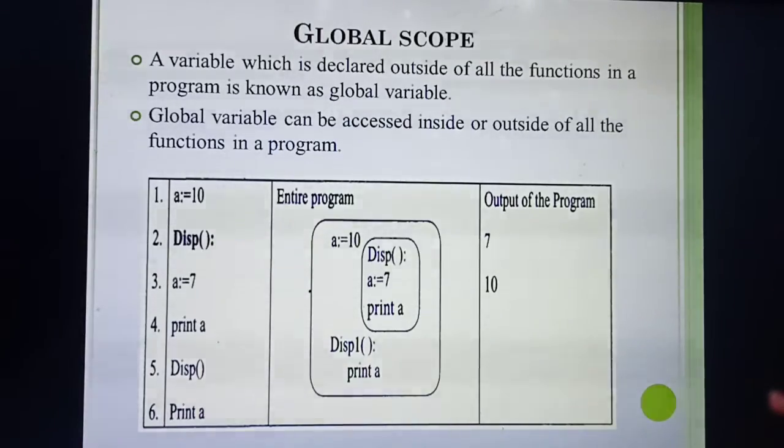Understood what do you mean by global scope? Once more you say. A variable which is declared outside of all function is called which one? Global scope. And what's the name of the variable? Global variable. Okay, so global scope can be accessed where and all? Inside the function also you can access, outside the function also you can access.